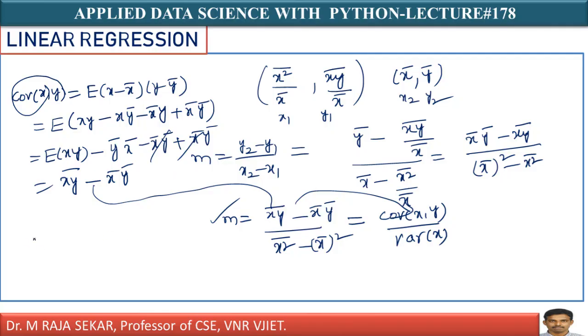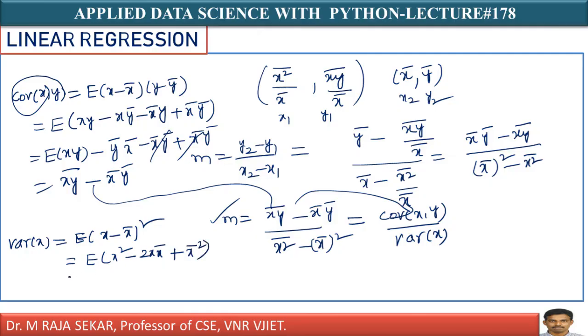How can I find the variance of x? Just try to recall. I can write like this. The variance of x, we already discussed many times, is the expected value E of (x − x̄) whole square, isn't it? How can I write this one? It's simple. This is something like (a − b) whole square, which is a² − 2ab + b².